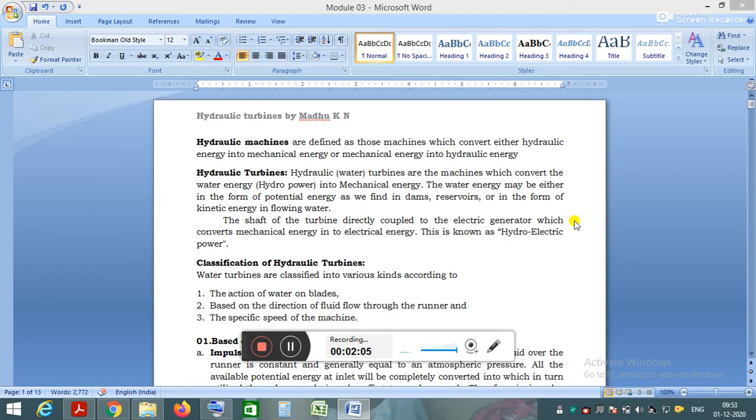Hydraulic machines are defined as those machines which convert either hydraulic energy into mechanical energy or mechanical energy into hydraulic energy. If it is a hydraulic turbine such as Pelton wheel, Francis turbine or Kaplan turbine, these are power producing machines which convert the hydraulic energy or the pressure energy present in the water into mechanical energy.